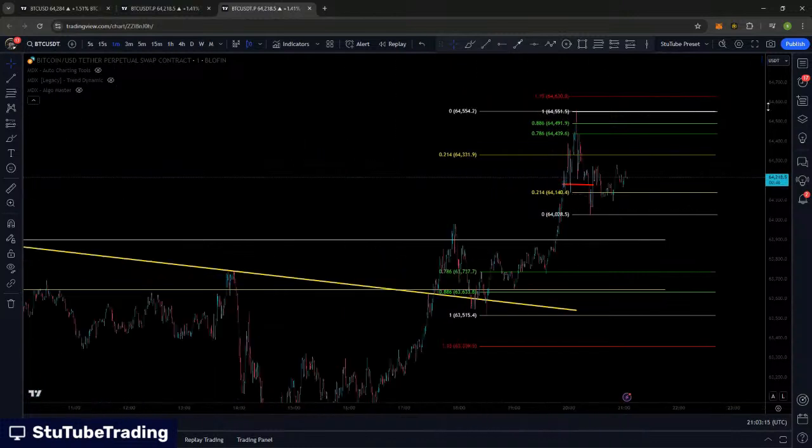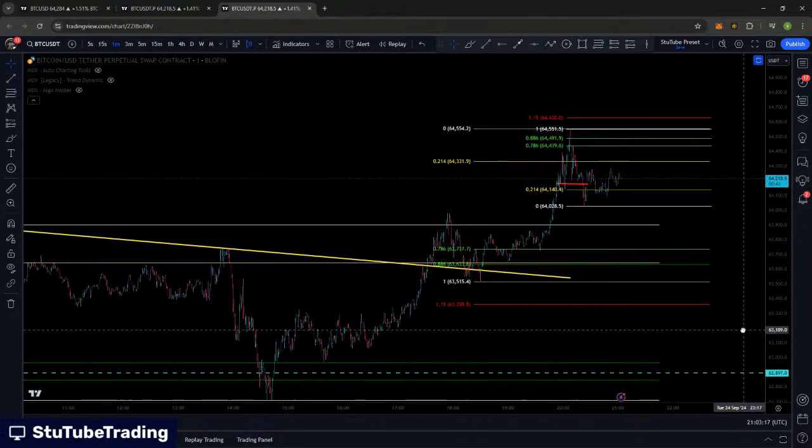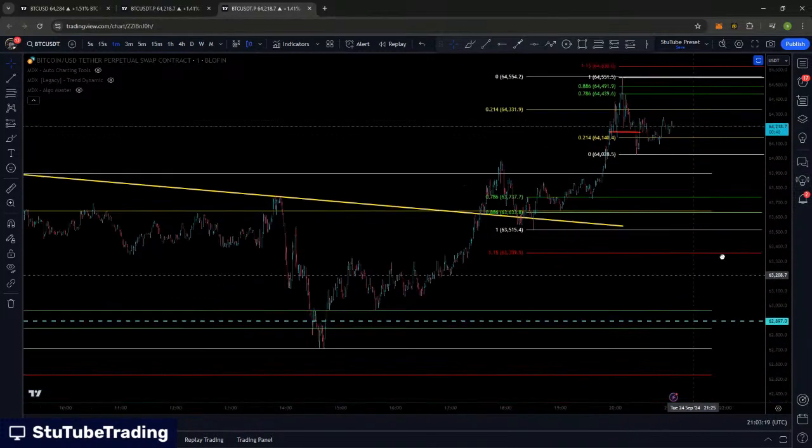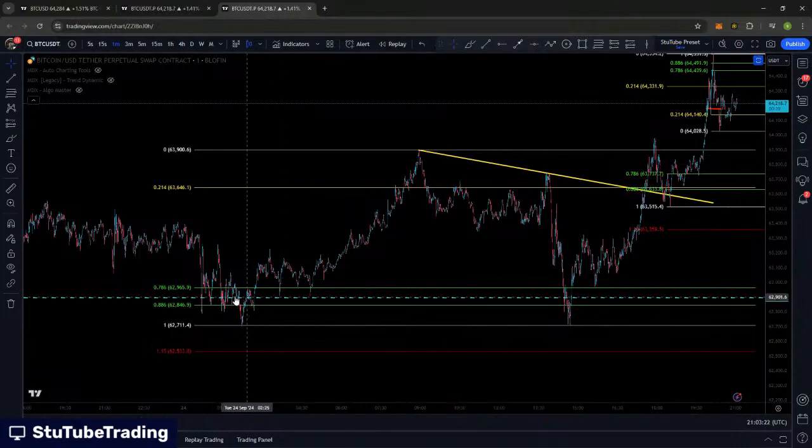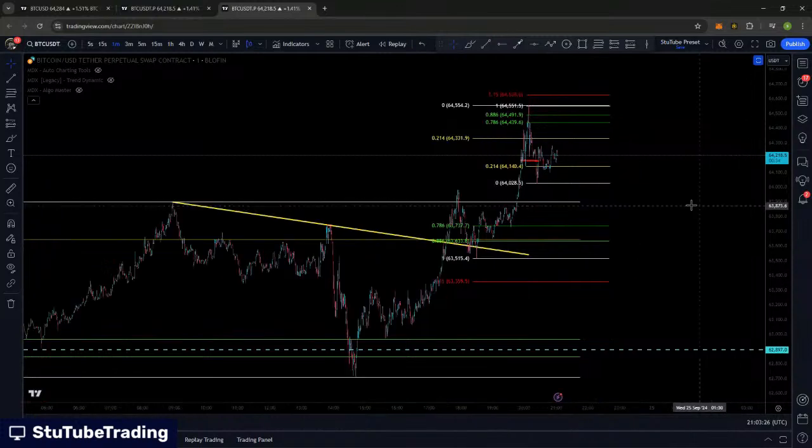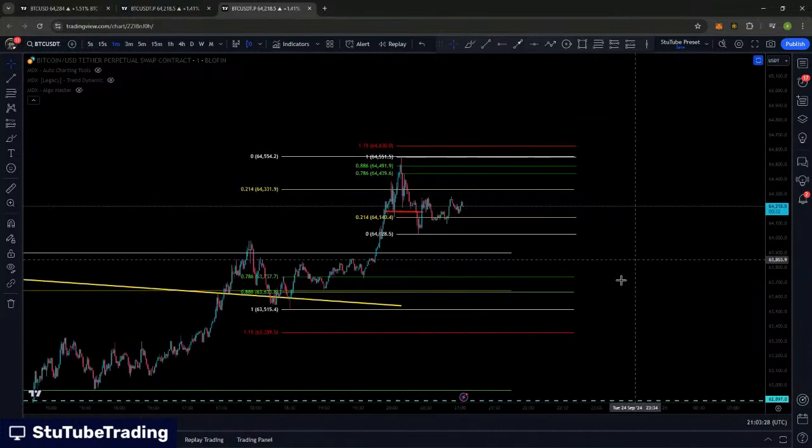Yes, I am in a long already. I don't know if you were here when I was talking about that, but I entered this long down here at this blue dotted line. That was just a classic Stuber fib setup. Took it this morning. But I would like to get into a hedge short.